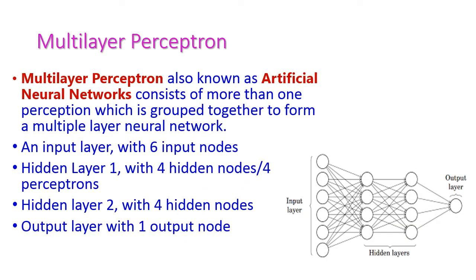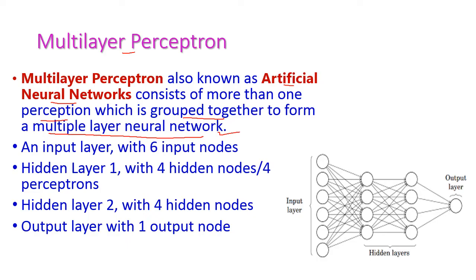The next one is multi-layer perceptron, which is otherwise called the artificial neural network, okay. Multi-layer perceptron is the artificial neural network which consists of more number of perceptrons grouped together to form the multi-layer neural network, okay.